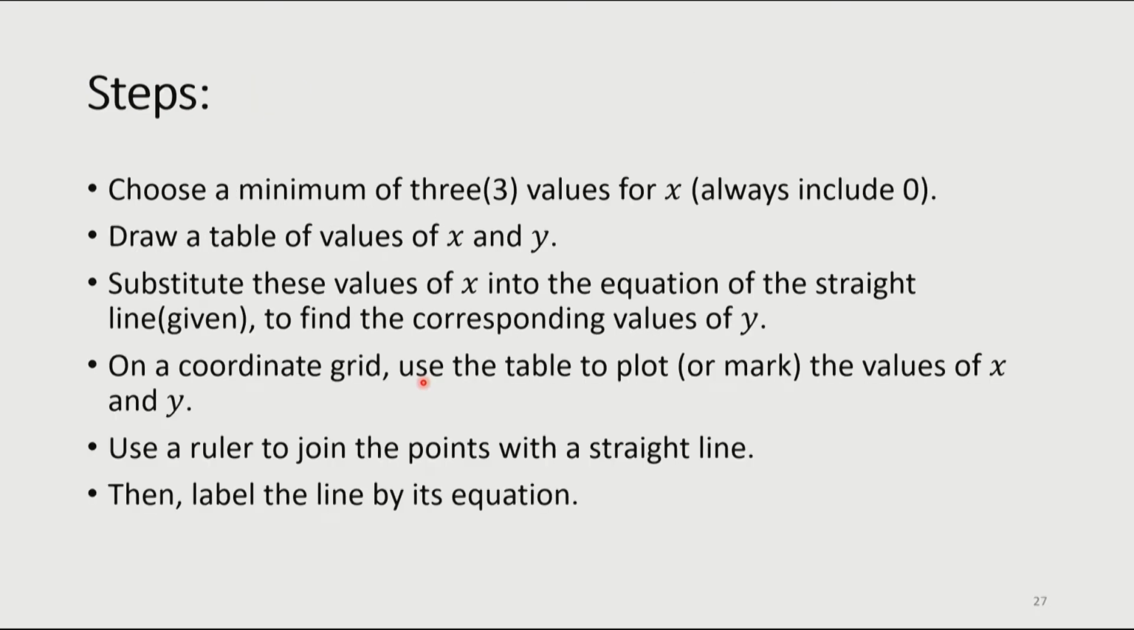So we have steps that you need to follow when you are required to draw a straight line graph. So the first one, choose a minimum of 3 values for x values, and always remember to include 0. This is because it is always easier to use 0. Then you will be required to draw the table of values of x and y. I will explain that. Then substitute these values of x into the given equation of a straight line. We shall look at that for you to get the corresponding values of y.